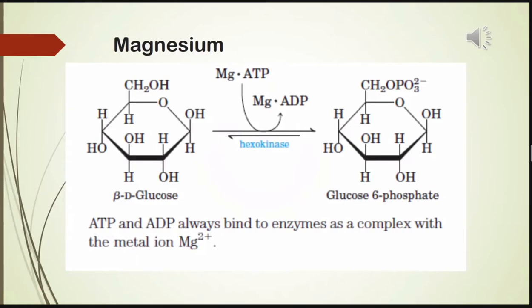Just to give an example, the first step of glycolysis is conversion of glucose to glucose 6-phosphate. This would involve the enzyme hexokinase. Hexokinase will remove one phosphate group from your ATP and attach it to your glucose, leaving behind ADP. In most books, you'd see this as just ATP to ADP, but in actuality, ATP and ADP always bind to enzymes as a complex with the metal ion magnesium.